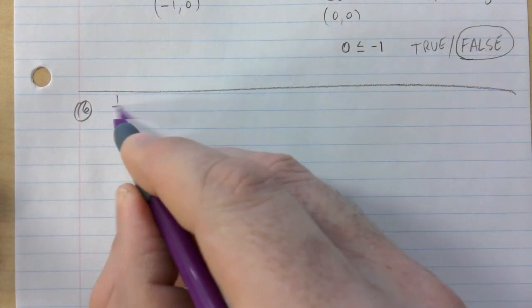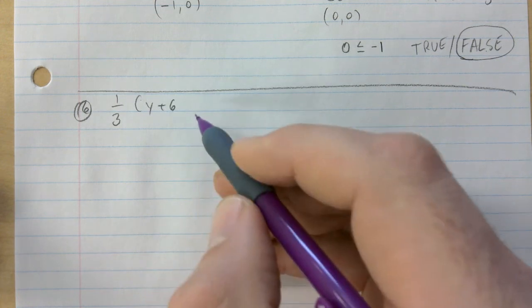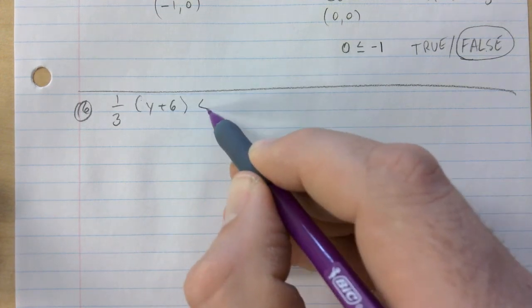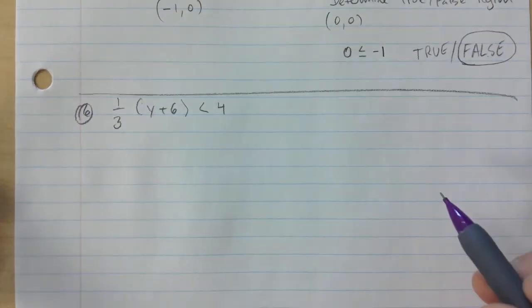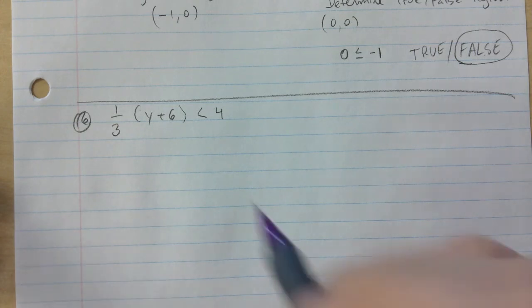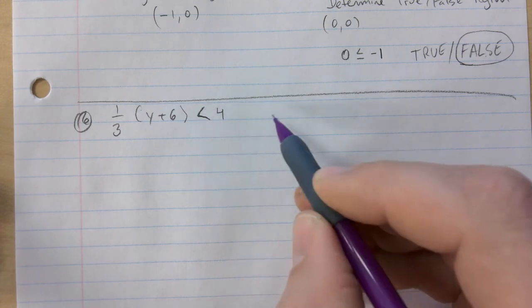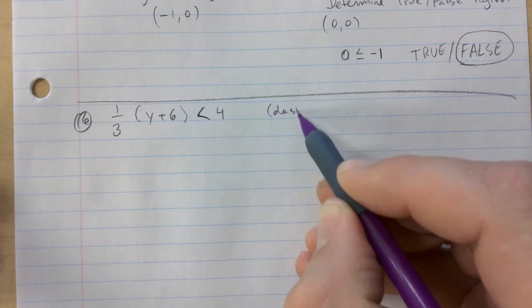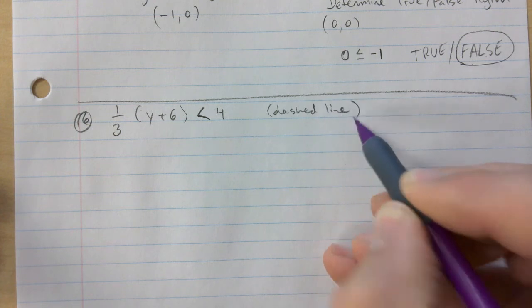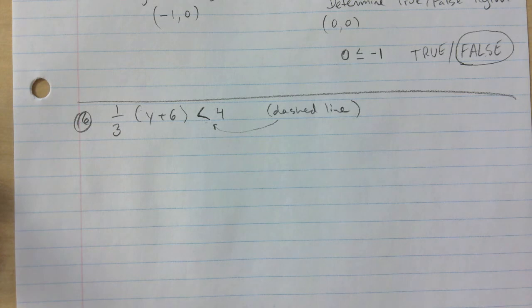So 6, I'm just going to write it down as 1/3 y plus 6 is less than 4. So if I'm in the graphing mode, I know already that this is going to tell me that it's a dashed line, because of this. So I'm going to keep that in mind.